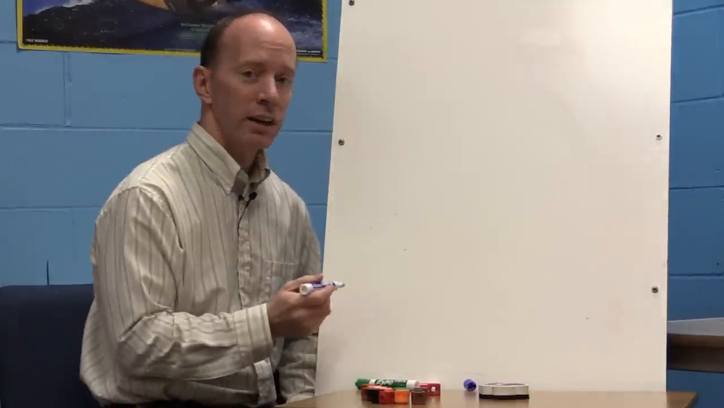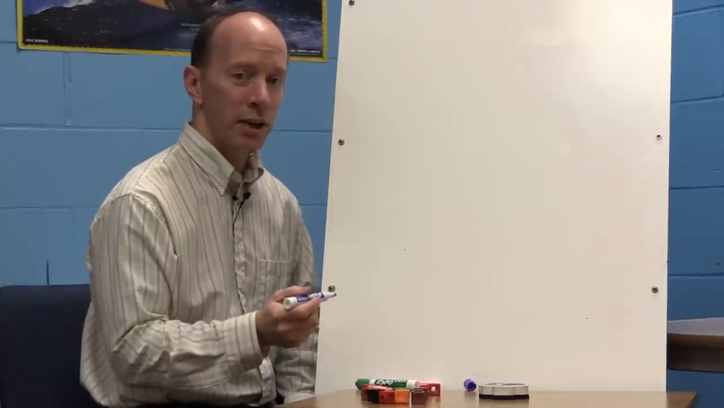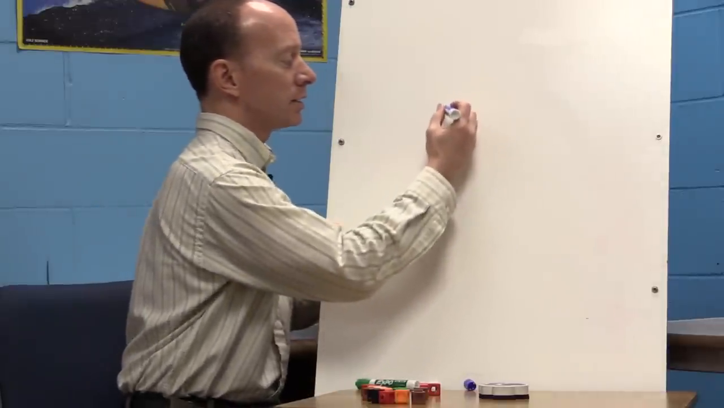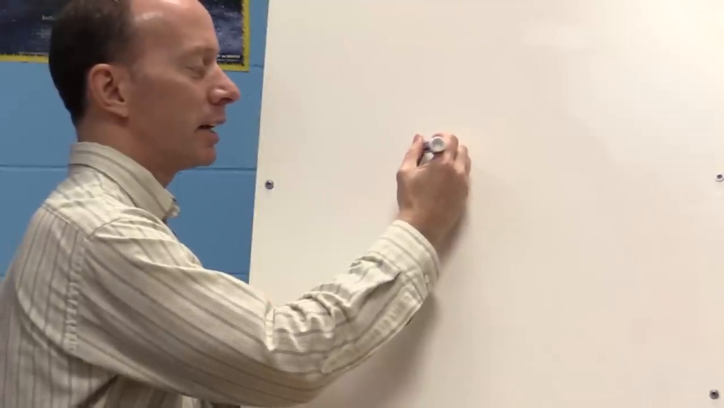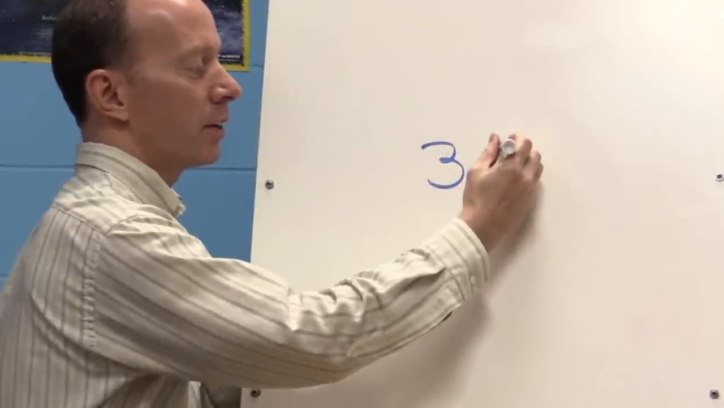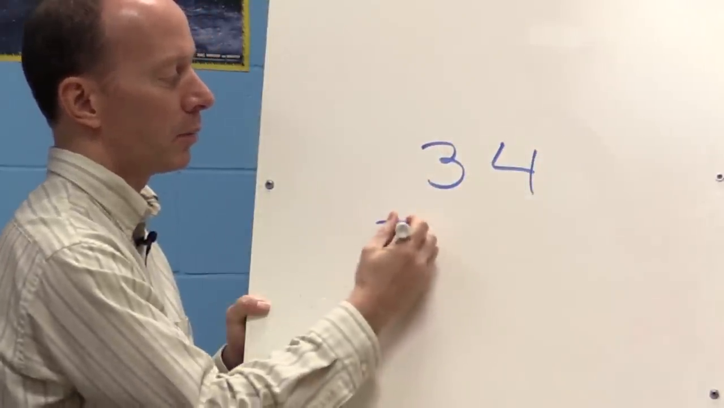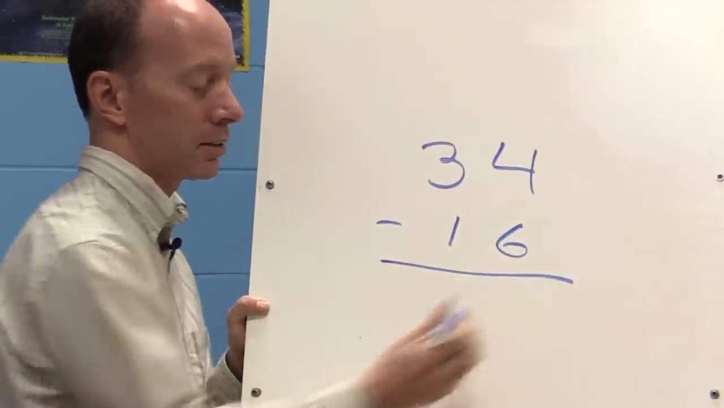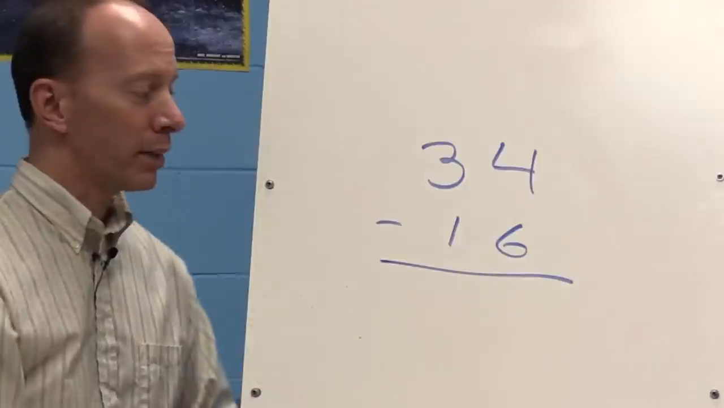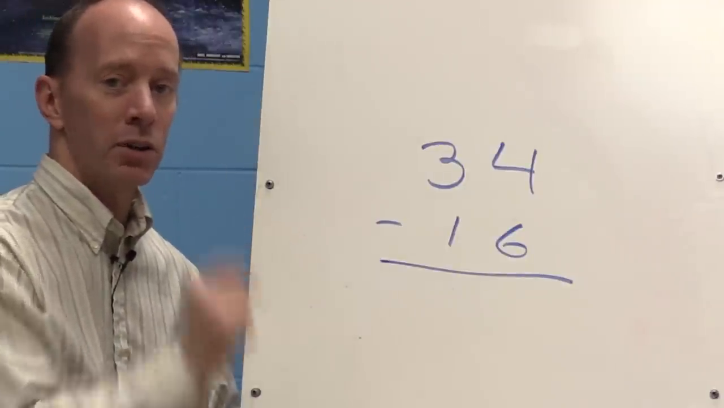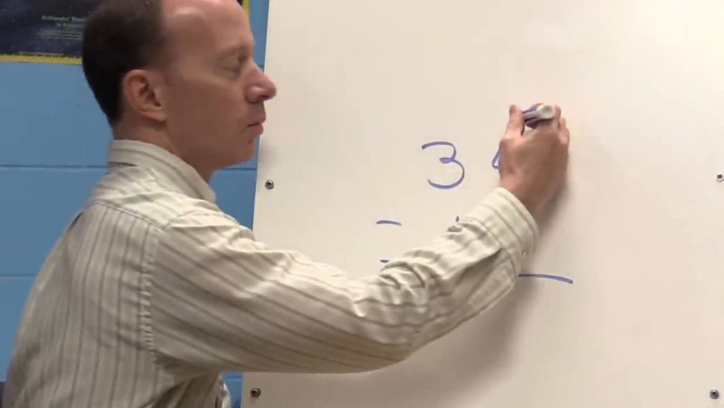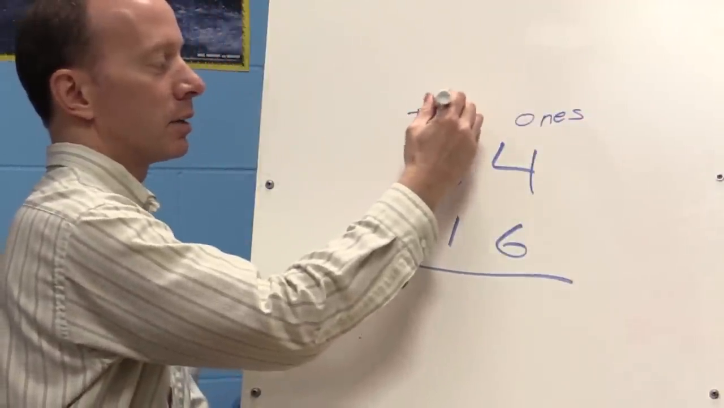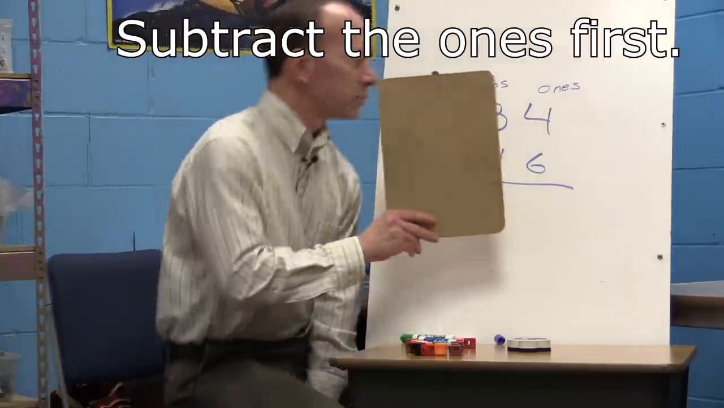So when we start talking about two-digit subtraction with regrouping, I think you're going to understand this a little better. So let's start out with a pretty easy number, and let's start with 34 minus 16. Okay? So 34 minus 16. First, we always subtract the ones. This is the ones column right here. Ones. And this is the tens column. All right? So we got to subtract the ones first.